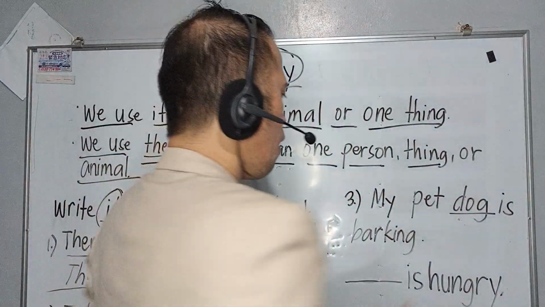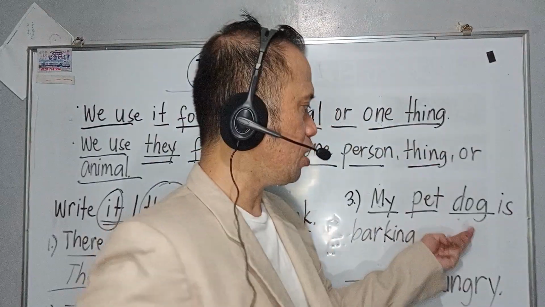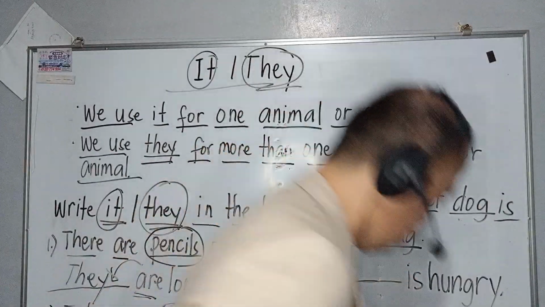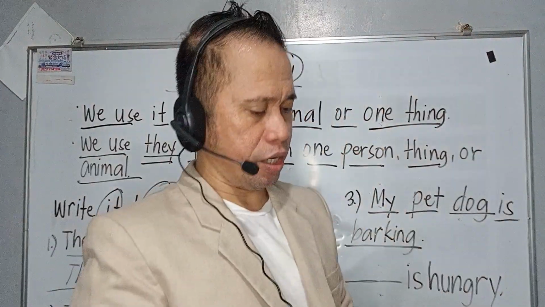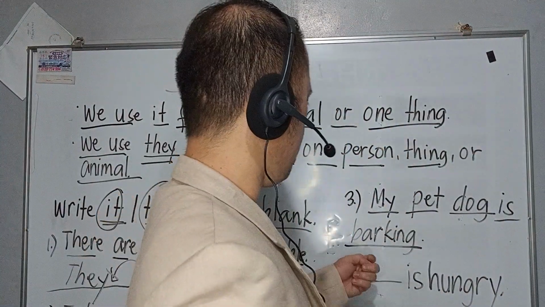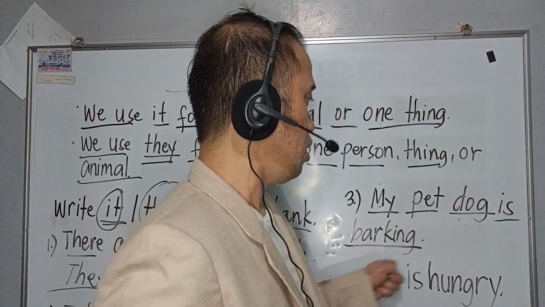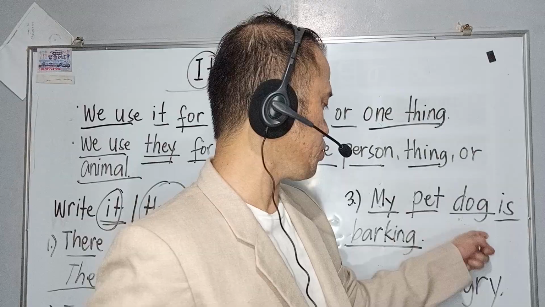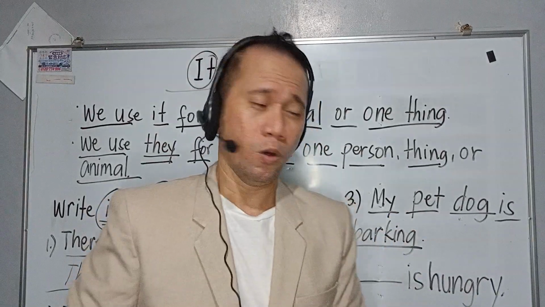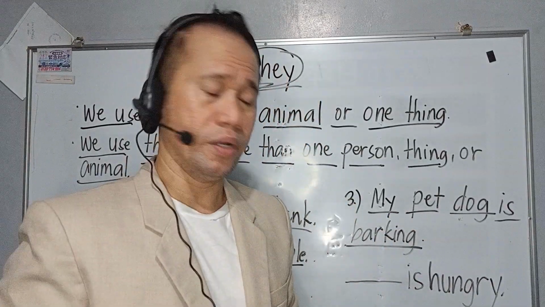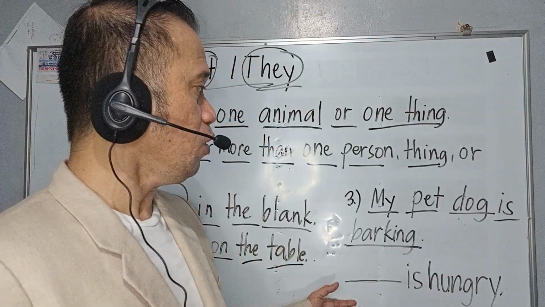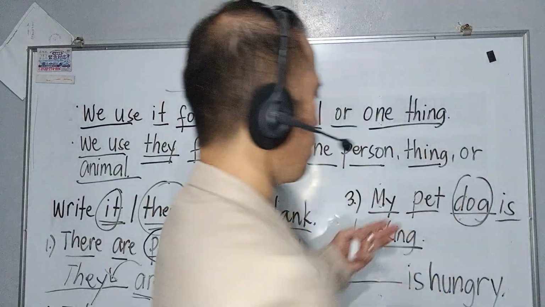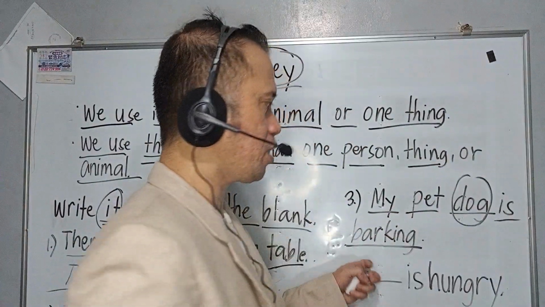We have: my pet dog is barking. We know that when the dog is barking, that means there's a person, somebody, what you call a stranger. That means the dog doesn't recognize who he or she is. Now, the underlined word here is dog. My pet dog is barking.